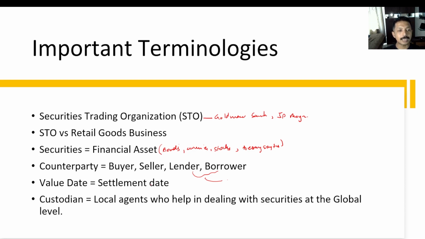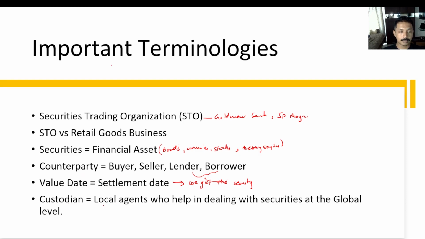Value date is the settlement date. Don't ever get confused between this. Basically, it is the date on which we get the security. So when we are doing retail trades, it automatically comes into our account on T+2, right? India, by the way, is going into T+1, and a lot of countries around the world are going into T+1, right? Custodians are local agents who actually hold your security on your behalf, right?